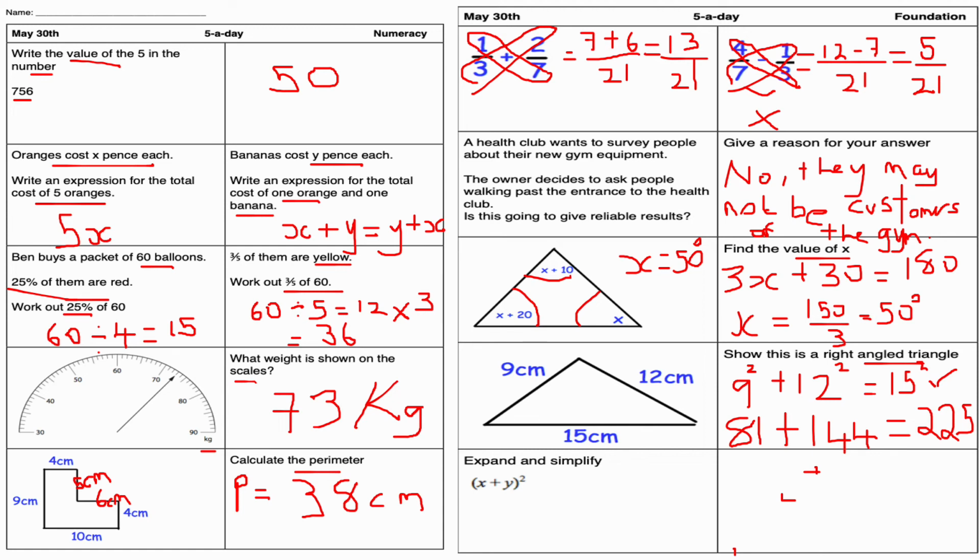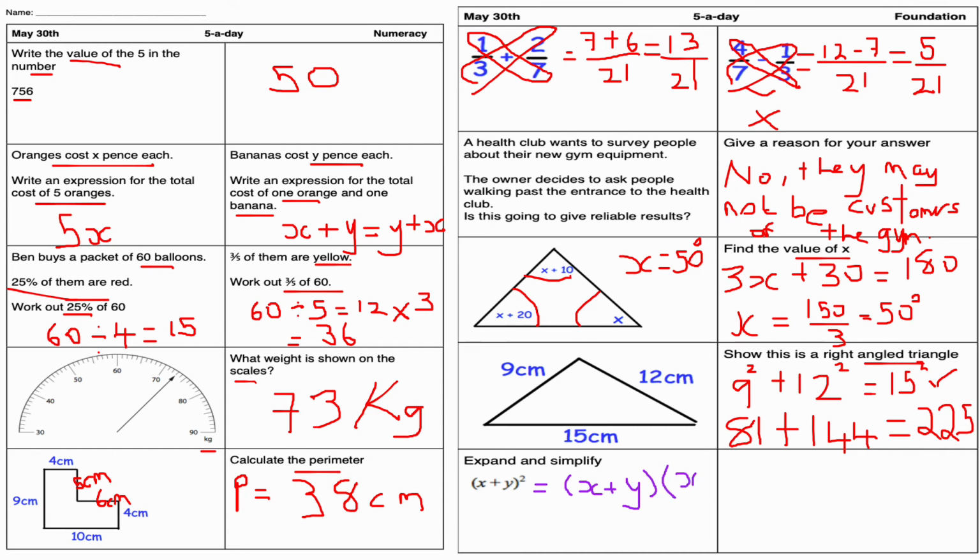Right guys, last question for today's video. Expand and simplify (x plus y) squared. So it's a double bracket, so it's x plus y times x plus y. So expanding this double bracket, everything in the first bracket is being multiplied by everything in the second bracket.